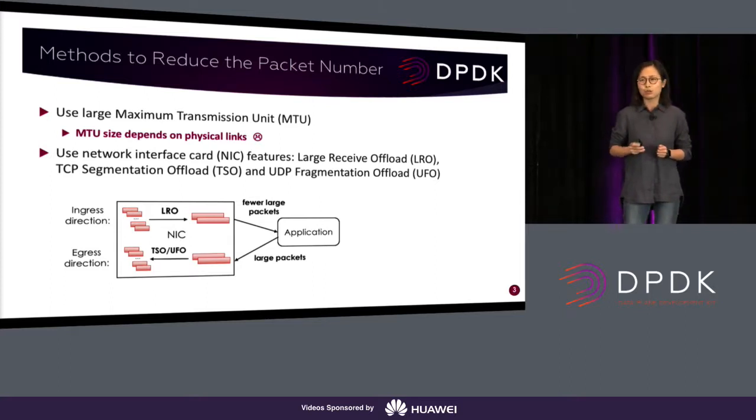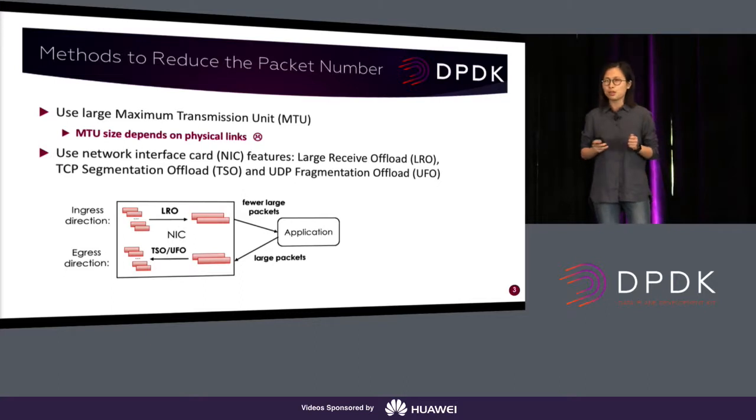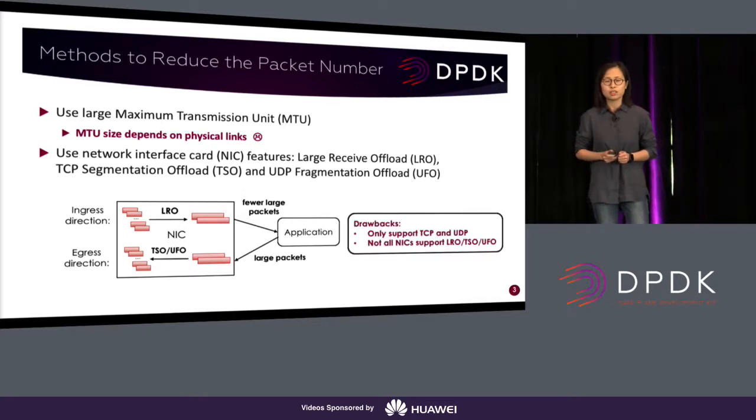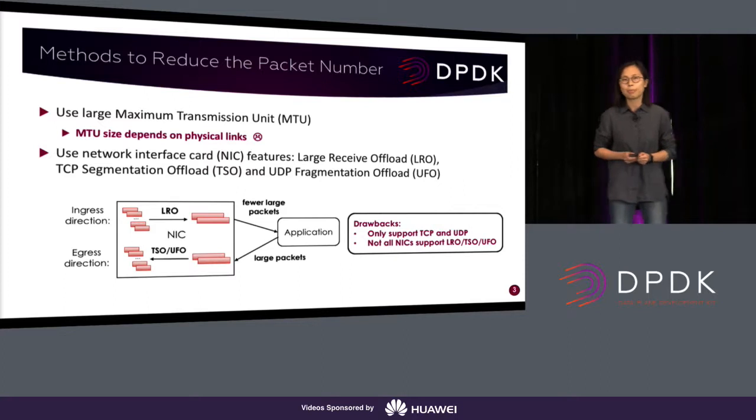These three features are very efficient because they do not cost any CPU cycles, but they do have some drawbacks. The first is that the supported protocols are limited. They only support TCP and UDP. And second, not all NICs support these three features.